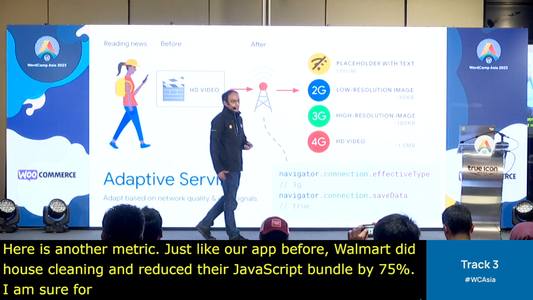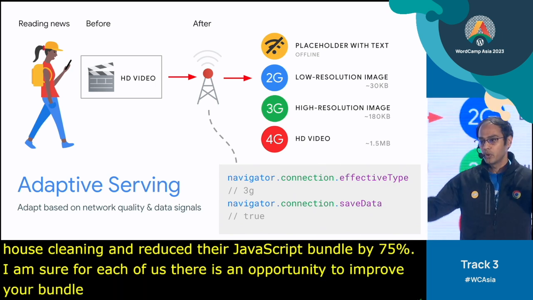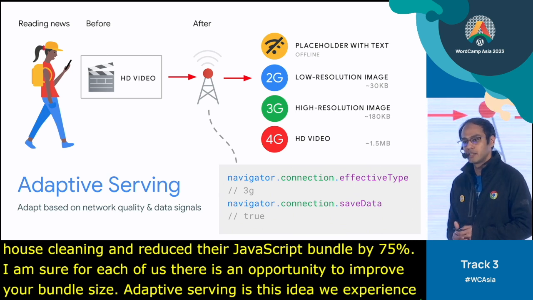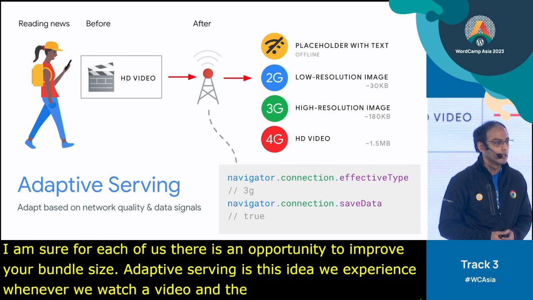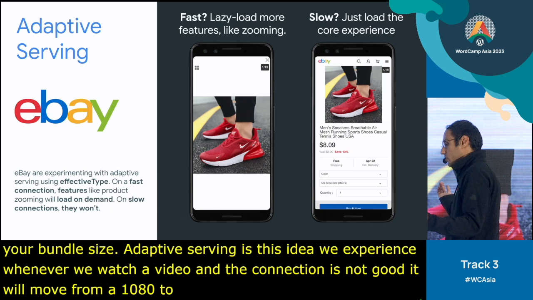Adaptive serving is this idea we've all experienced whenever we're watching a video and the bandwidth decreases, the connection is no longer that good, and it will move us from a 1080p video to maybe a 720p or a 240p video. Can we do that with JavaScript as well? So here's an interesting idea.